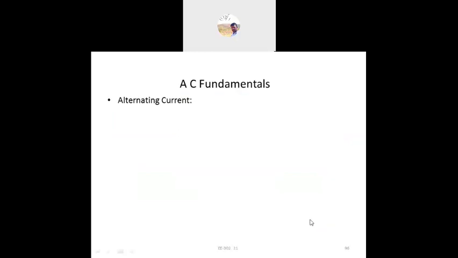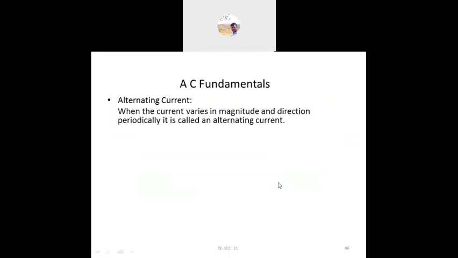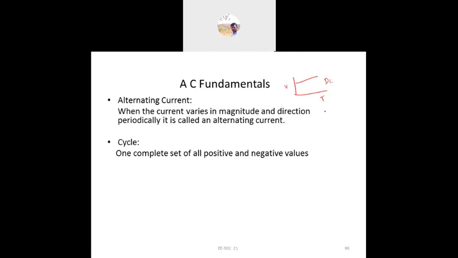So AC fundamentals. What is meant by alternating current? When the current varies in magnitude and its direction changes periodically, that's called an alternating current. If you take the voltage with respect to time, and the voltage stays continuously the same, then it is DC, that's called direct current.